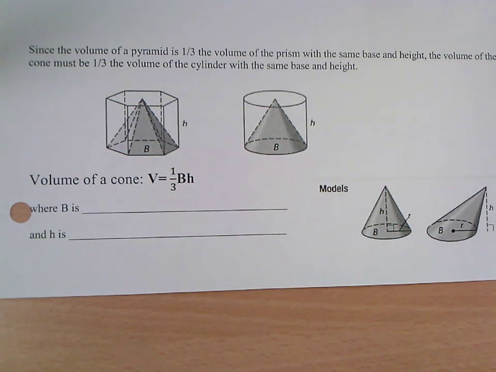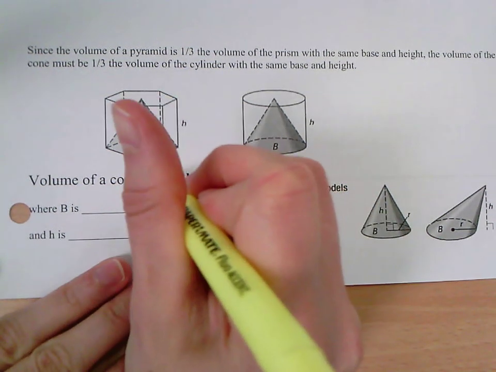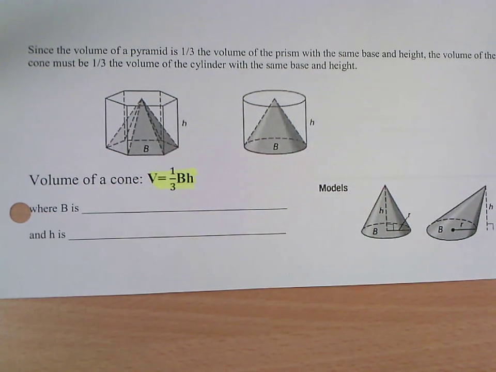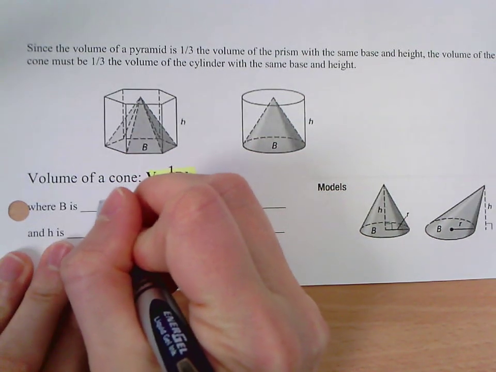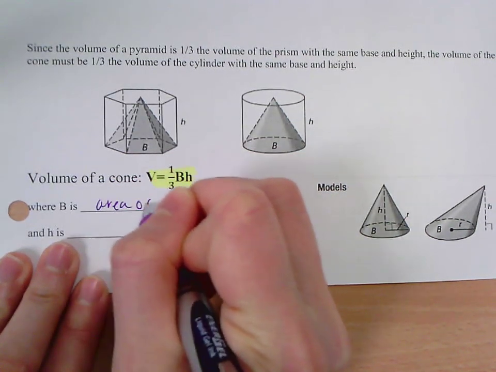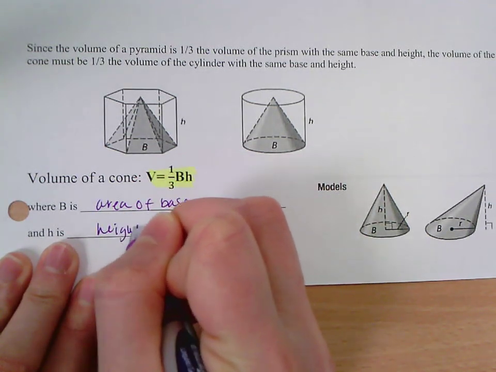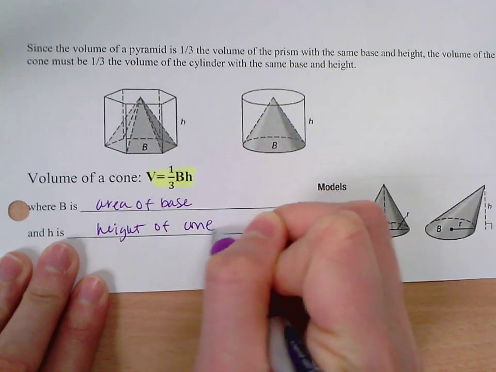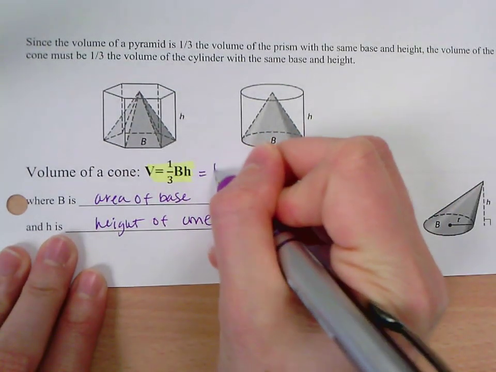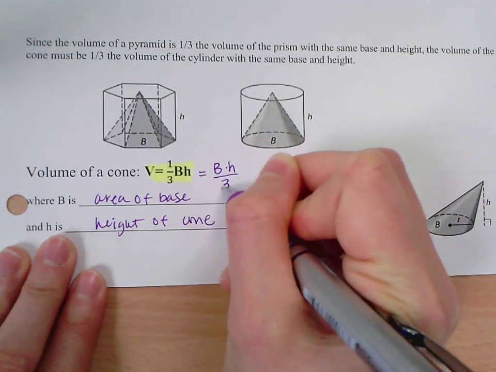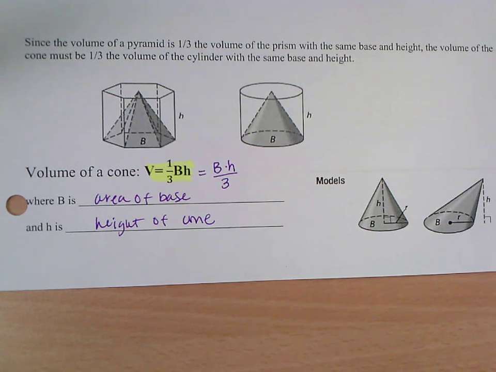So volume of the cone, same formula, 1/3 area of the base times the height, or area of the base times the height divided by 3. B is still area of the base. H is the height of the cone. I'll just write this here again, area of the base times height divided by 3.